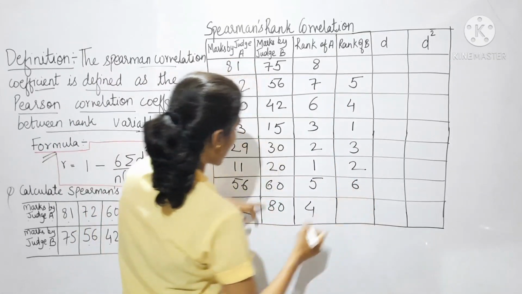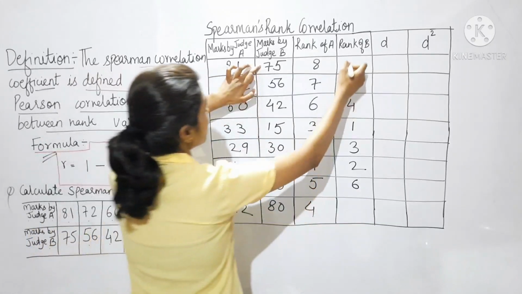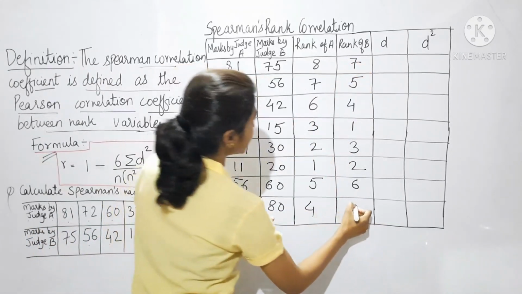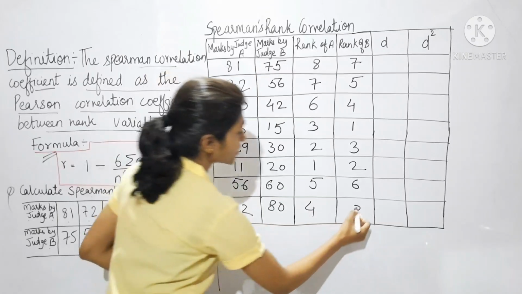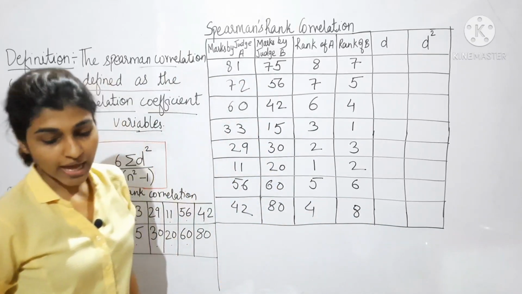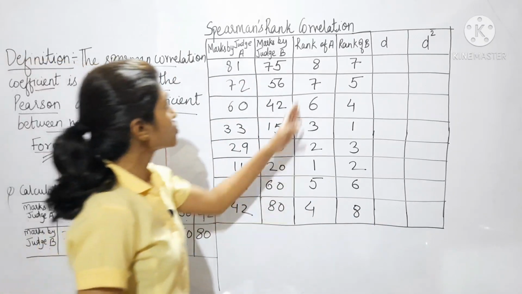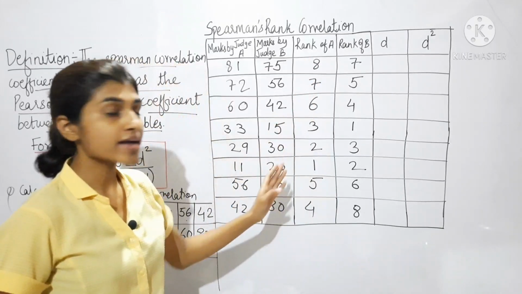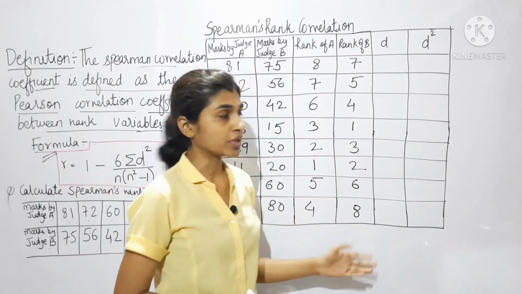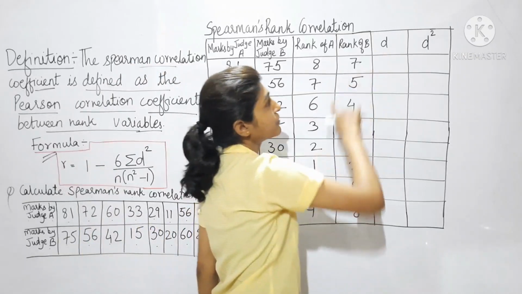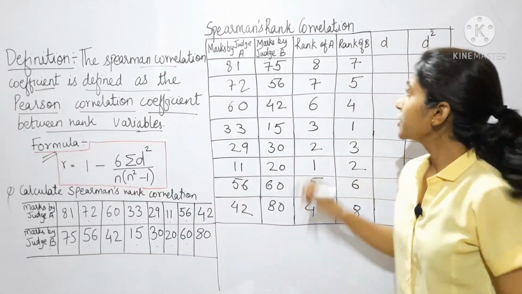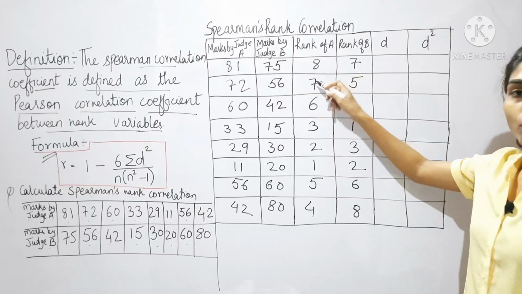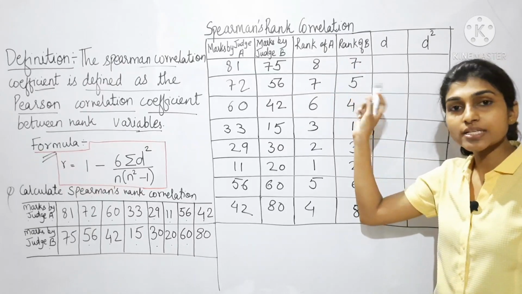60, 6th rank. 75, 7, and 88. Okay, so now here I have given all the ranks to the marks by judge A as well as the marks by judge B. Now D stands for the difference between the ranks. What is the difference between rank A and rank B?